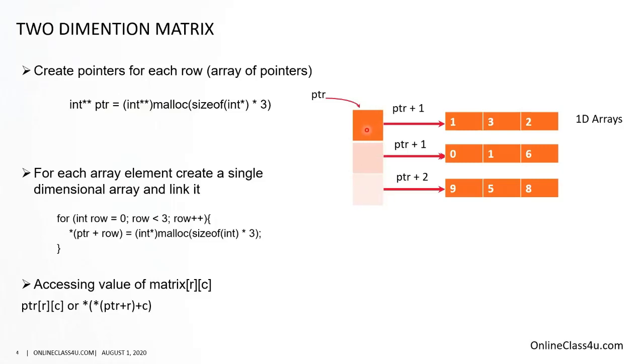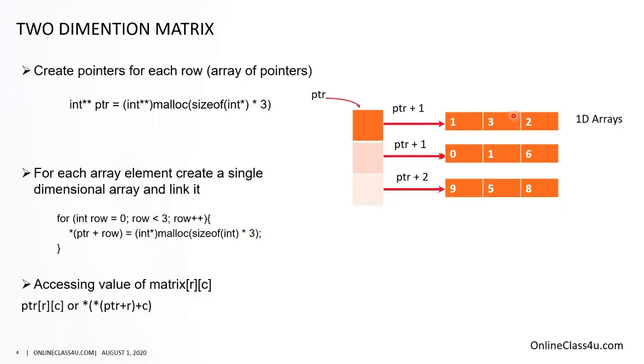Now each element in this array should point to a one-dimensional array. So how to do that? Look at this statement. I am running a loop over this array, every element of this array, and for each array element I am creating a one-dimensional array. How to do that? We already learned how to create one-dimensional array memory. It's int type data into 3. There are 3 elements and all are integer type, and the type is cast to integer pointer. So now each element is pointing to a one-dimensional array.